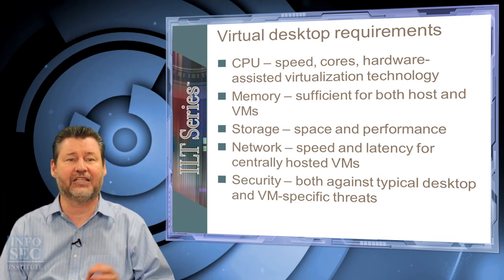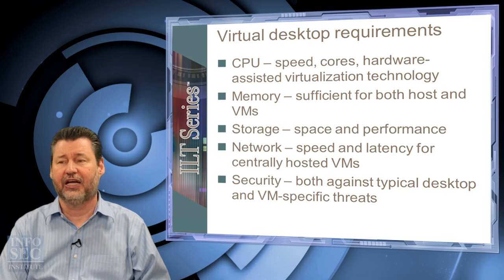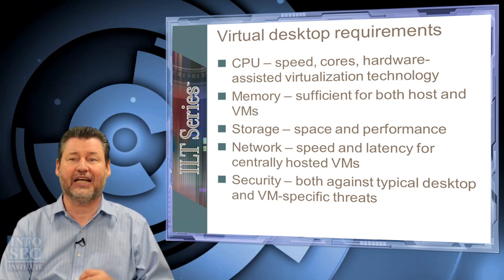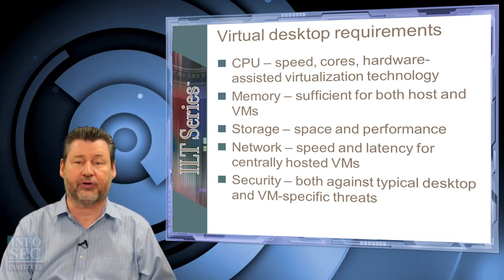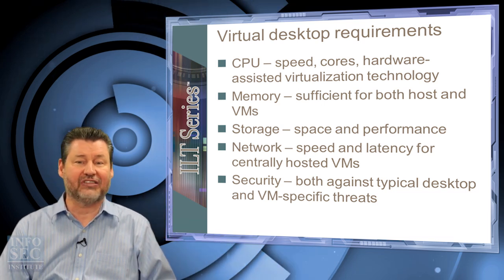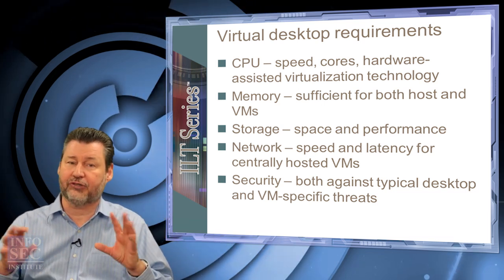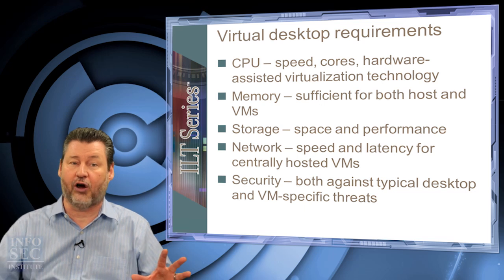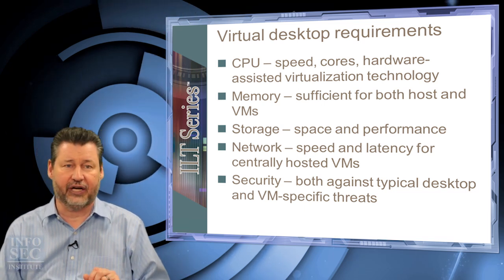Network speed and latency matter for centrally hosted virtual machines. Each virtual machine has its own virtual network adapter. It's still going to talk to the network. It's going to have its IP address, although the MAC address is probably going to show up as the same for all of them. That's about the only similarity.